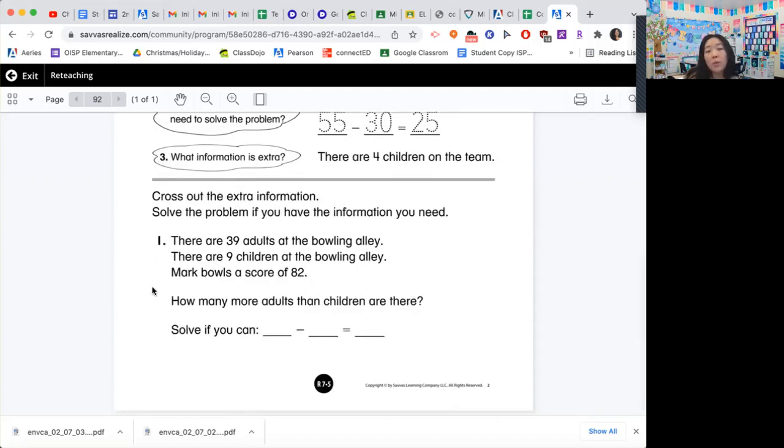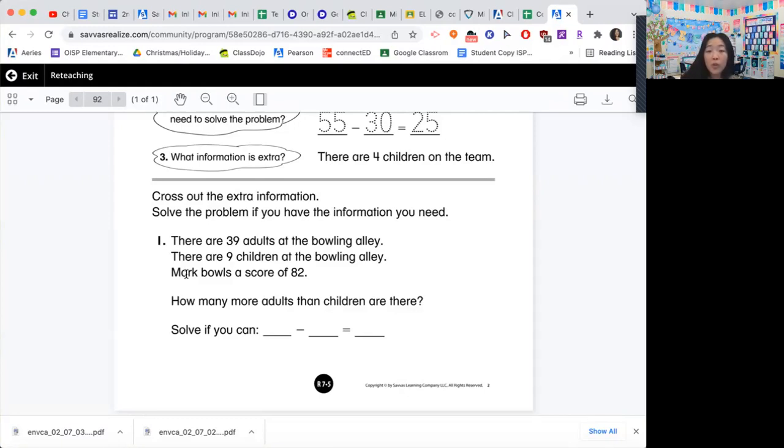So let's do number 1. Cross out the extra information, solve the problem if you have the information you need. Okay, so there are 39 adults at the bowling alley. There are 9 children at the bowling alley. Mark bowls a score of 82. How many more adults than children are there? Solve if you can. So the question is asking us, how many more adults are there than children?